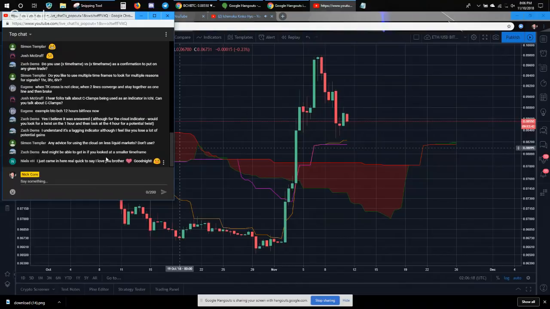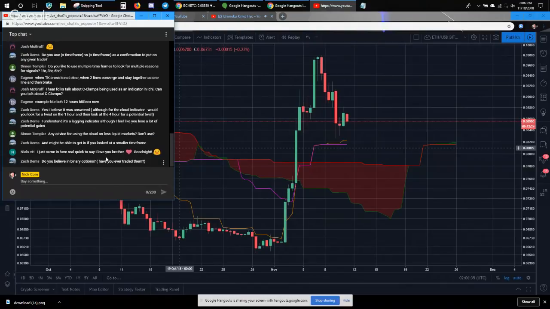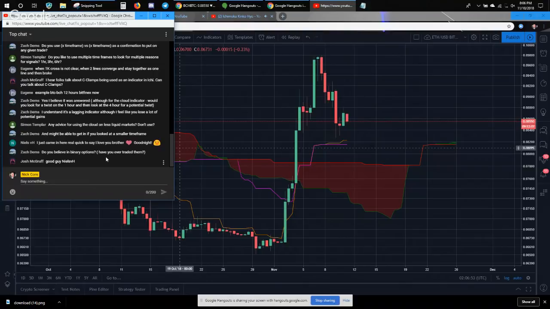Any advice for using the cloud on less liquid markets? It depends. You could still use it on less liquid markets. There's a difference between liquidity and volume, or volatility. If it's a less liquid market that's not very volatile, then perhaps turn your settings way down. There are new listings all the time on markets, right? Let's say you wanted to use the Ichimoku on a new listing where there's not a lot of price history, like on the daily.